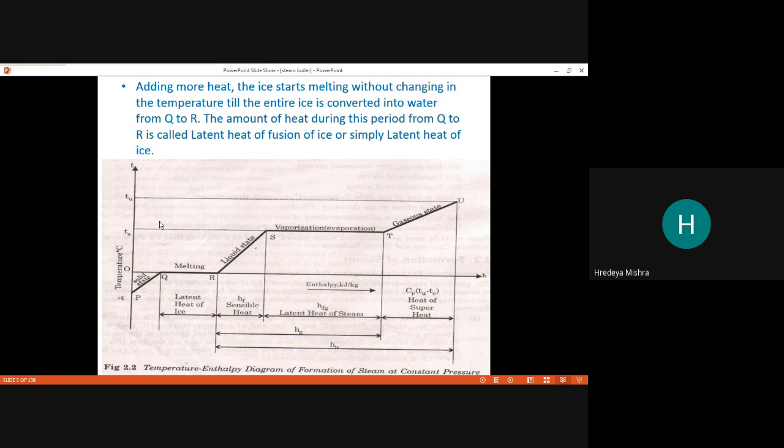So what happened? You can see 0 degree temperature, but what is the boiling point of the water? That is the 100 degree temperature. It means at 100 degree temperature, the water starts boiling, meaning the generation of the steam is started.